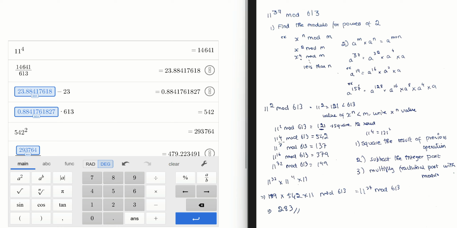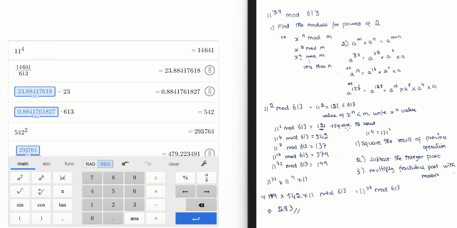Now I'll tell you how we can find this, because 11 power 32 is also difficult, right? So we are going to follow these steps. First step is we find 11 square mod 613, or whatever number. Find the square of it. Now 121 is 11 square. Right? Now that number is less than 613. So if you find the modulo for it, it will be the same, because the result is lesser than the modulo.